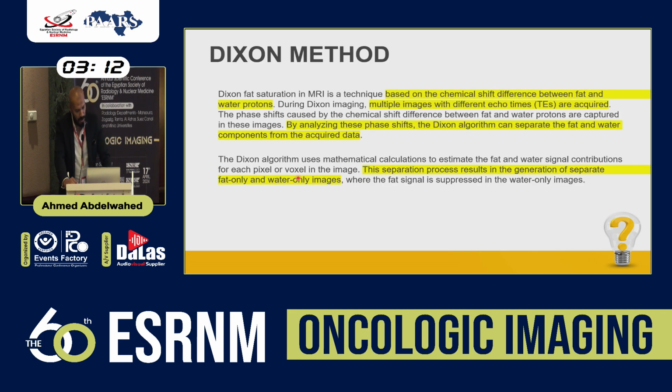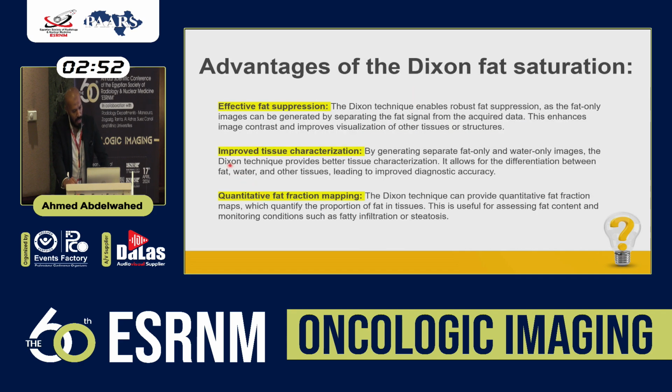And the Dixon method is based on the chemical shift difference between fat and water protons. Multiple images with different echo times are acquired, and then by analyzing this phase shift, a Dixon algorithm can separate the fat and water components from the acquired data. This separation process will result in 2 generations of images: a water-only image and a fat-only image. The advantage of the Dixon method is that it has very effective fat suppression, improved tissue characterization, and it allows us to do a quantitative fat fraction map.